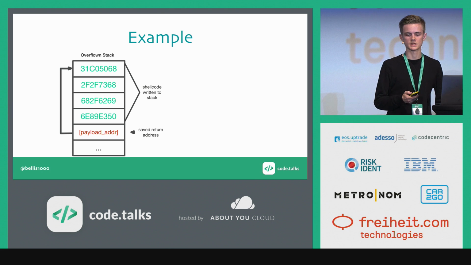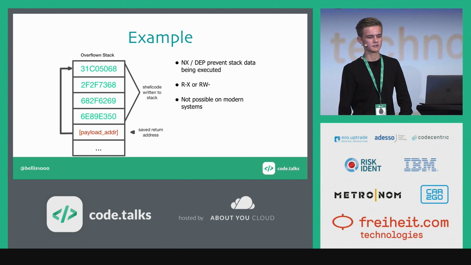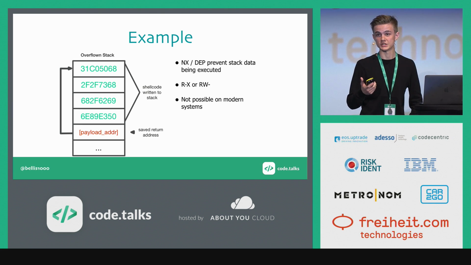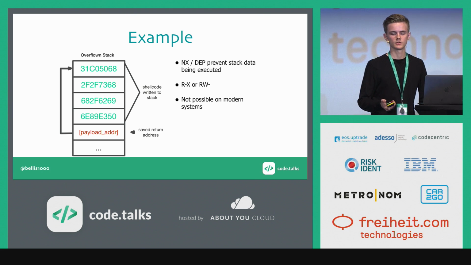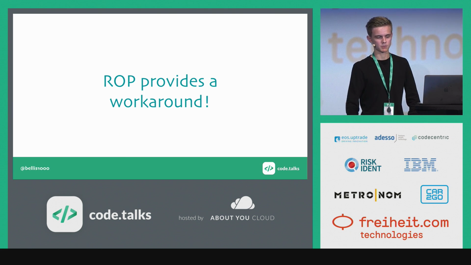But on a modern system, as I said, we have data execution prevention, which essentially prevents any data ever being executed. So this works by disallowing memory pages to be both writable and executable at the same time. So you can only have read and execute or read and write. So that's obviously not possible on any modern systems today. So if you actually want to execute a payload on a modern system, you have to use ROP, and that's how it provides the workaround.